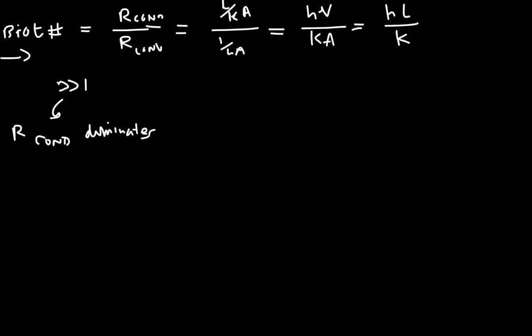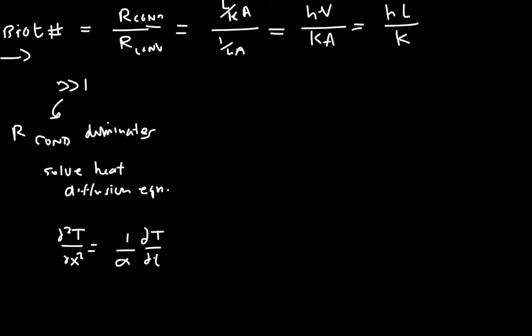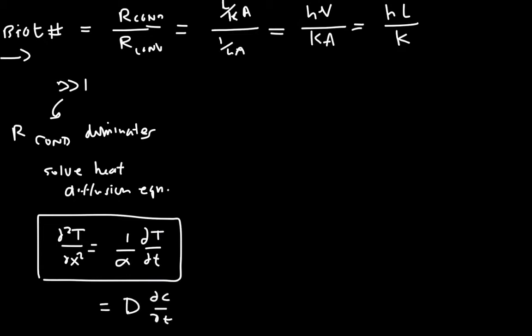Therefore, what you need to do is solve the heat diffusion equation. We haven't gone over this equation, but it's basically a partial differential equation: the second derivative, d squared T dx squared, is equal to 1 over alpha dT dt. If you've had diffusion, you might recognize this as essentially the diffusion equation, where instead of T, you replace this with C, concentration, and alpha would be replaced with D. So this is actually dC dt. This is the same equation if you've had mass transfer.